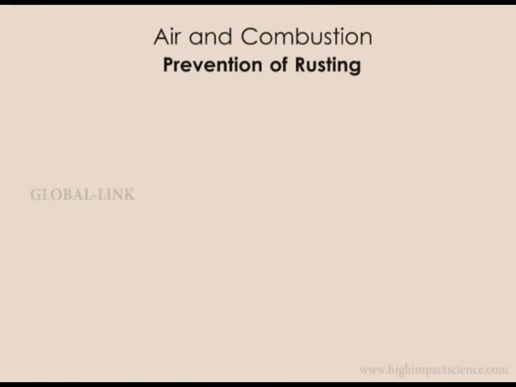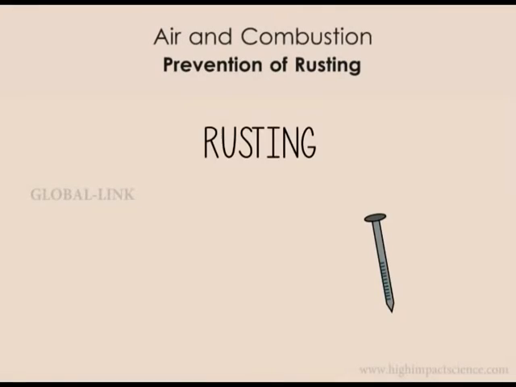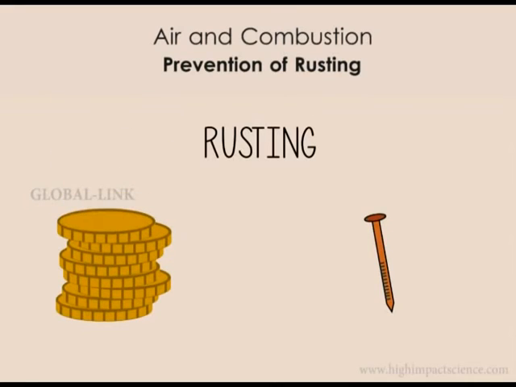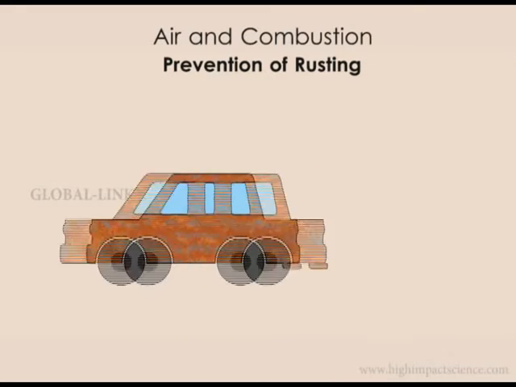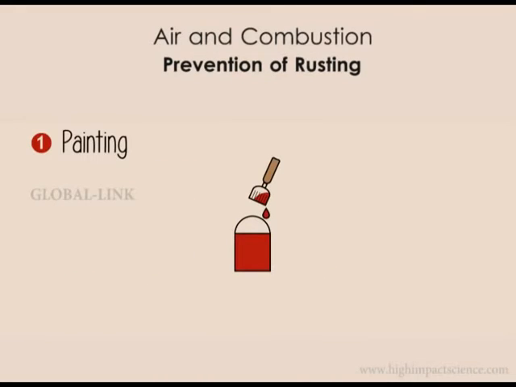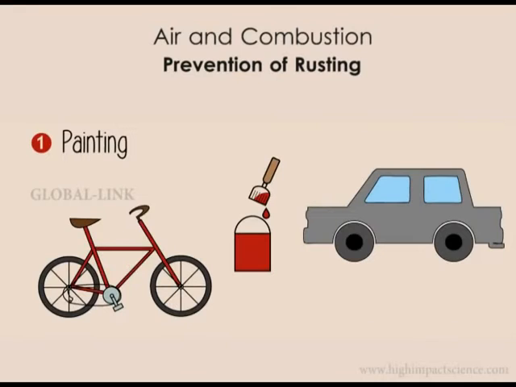Prevention of rusting. Now, rusting can be very costly if we have to constantly replace these items made of iron and steel. When you think of cars, you might know that they are painted. The paint is not only there to make the car attractive, but it has a more important purpose of preventing rusting. Rusting can be prevented by painting the areas exposed to oxygen and moisture.